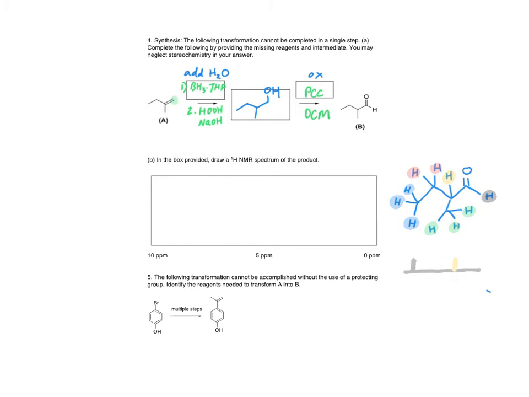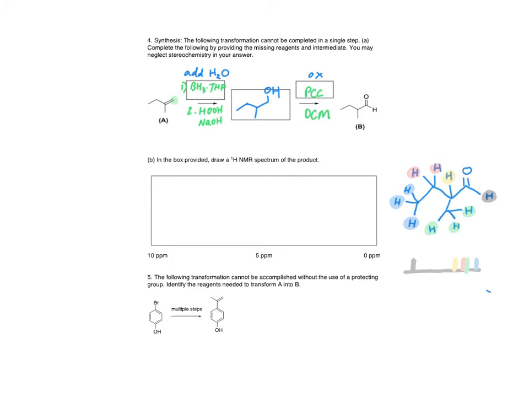Then the red and the green are about the same distance from the carbonyl, so they're going to show up closer together, and we actually don't know which one's going to be to the left or the right. We would have to take that measurement and see. But the blue are the farthest away, so they're going to be even more downfield.